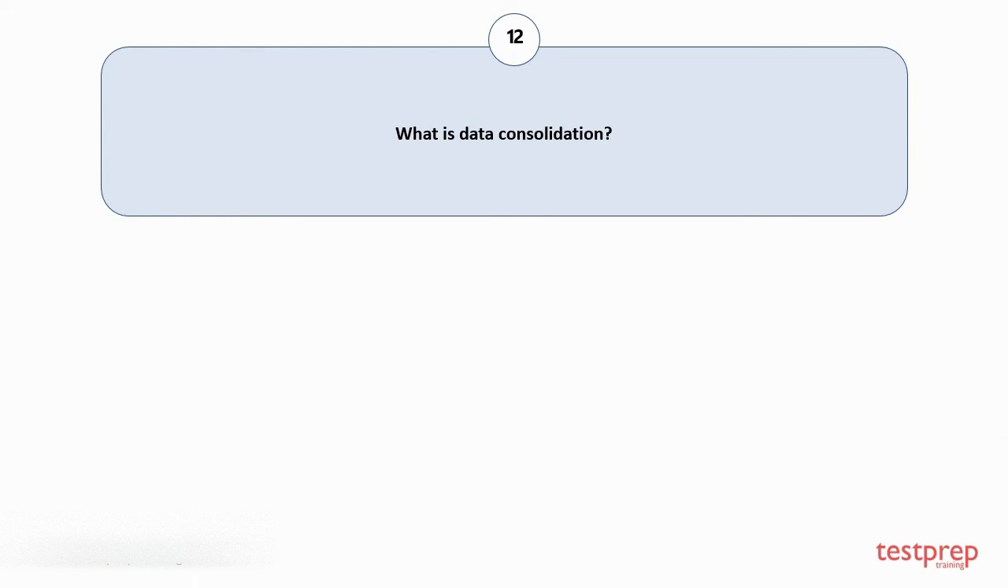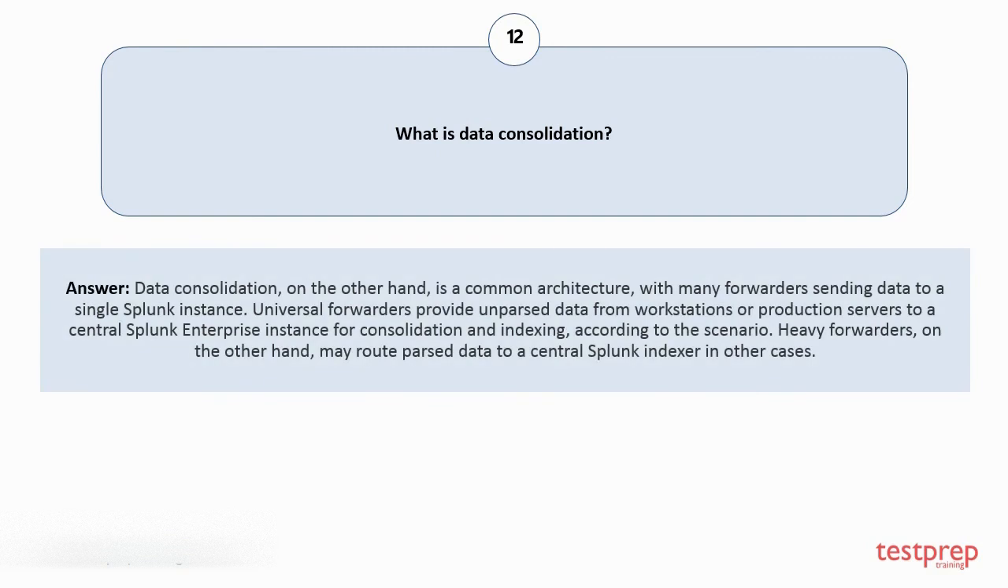Question number 12, what is data consolidation? Your answer is data consolidation, on the other hand, is a common architecture, with many forwarders sending data to a single Splunk instance. Universal forwarders provide unparsed data from workstations, or production servers to a central Splunk Enterprise instance for consolidation and indexing, according to the scenario. Heavy forwarders, on the other hand, may route parsed data to a central Splunk indexer in other cases.